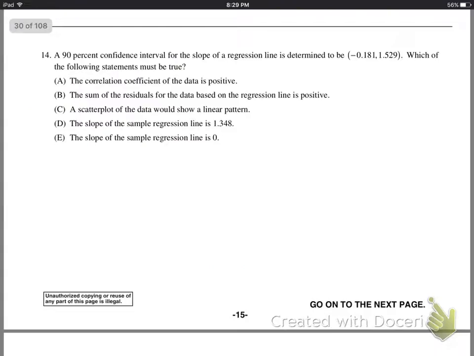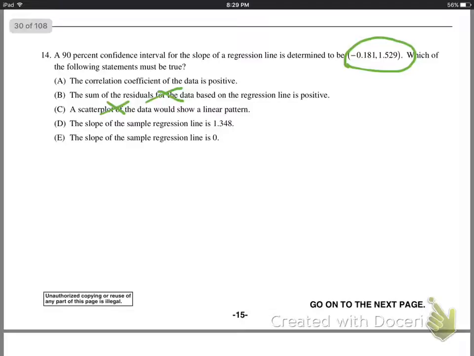Okay, so let's look here at number 14. They give this for a confidence interval, and I'm going to go back and do some math for that. We can get information about the slope. We can get information about the correlation from the slope. The sum of the residuals, I don't even know what they're talking about there. And just because I know the slope doesn't mean that my scatter plot is going to be linear. The dots are going to have a linear trend. So I'm left with A, D, and E.